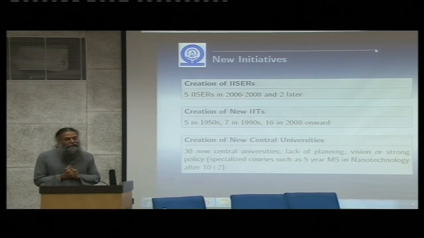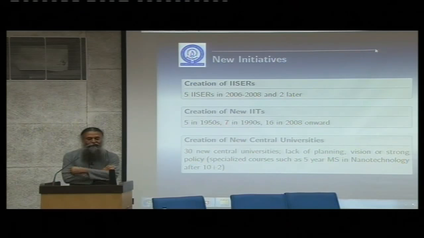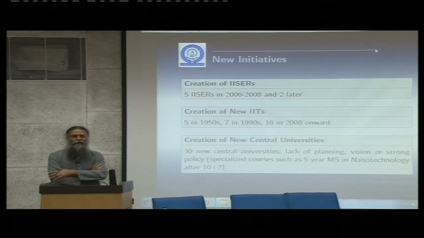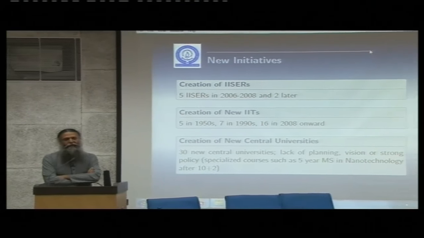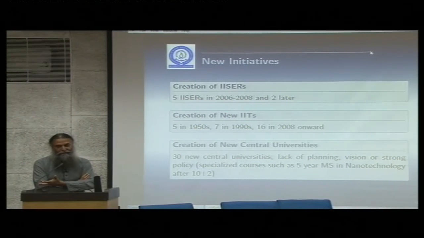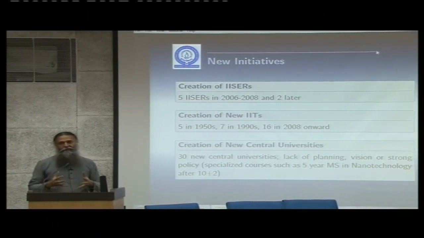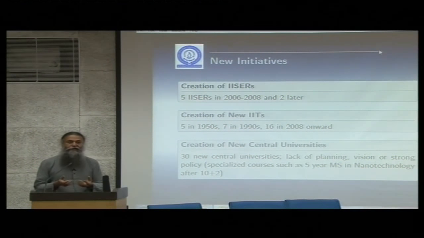Five IISERs were created in 2006-2008. These are called Indian Institutes of Science Education and Research. I will say a little bit more about these because you may not be familiar with the details. Two more were created in 2009-10, so in total there are seven Indian Institutes of Science Education and Research. They have a mandate to be the lead institutions for pure sciences, where IIT-like undergraduate education for science students is combined with cutting-edge research to bring a complete sea change in the arena of science in India. That is the mandate.